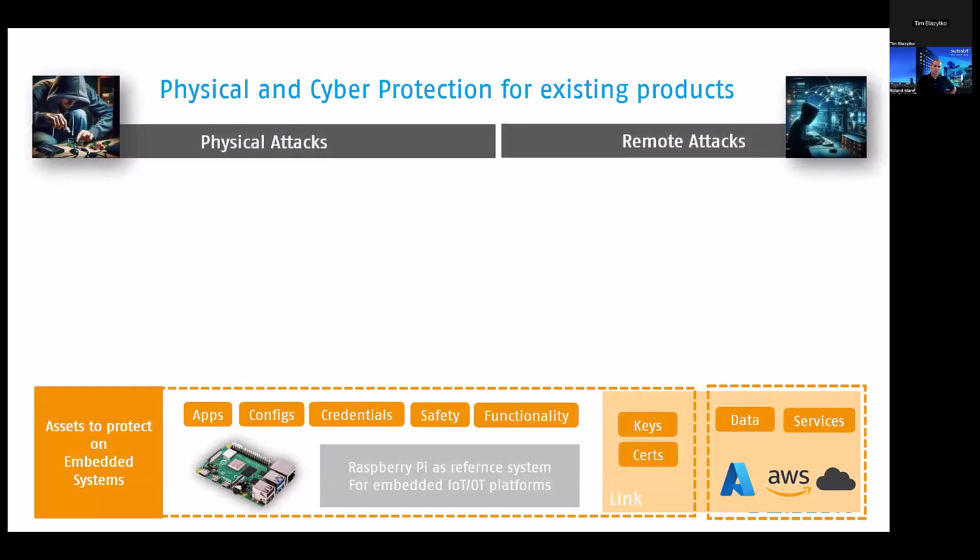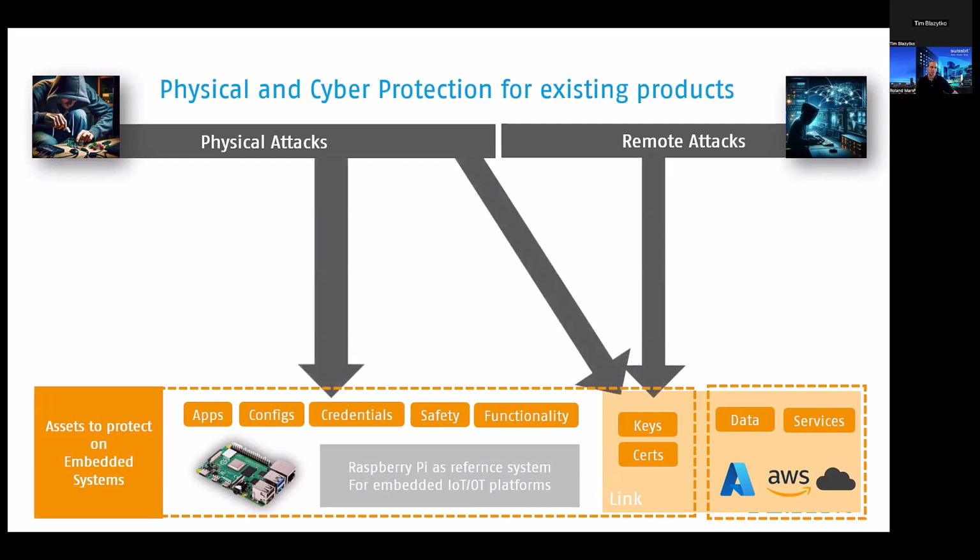Just a brief explanation of what we can do here and how we can help. At the bottom, you see what would be any embedded device. We use the Raspberry Pi just as an example, but it could be anything, and we can also do this for other devices and platforms. You have apps, configs, and so on down here. The attackers have different attack vectors, so physical local attacks or maybe remote attacks. Remote attacks would be anything with a Wi-Fi network or coming from the internet.